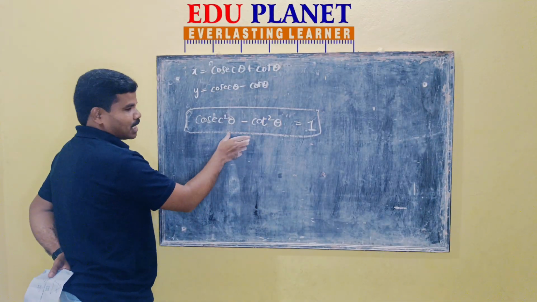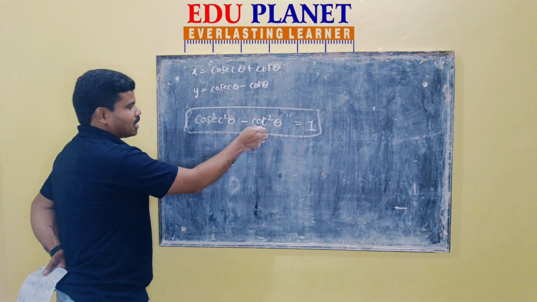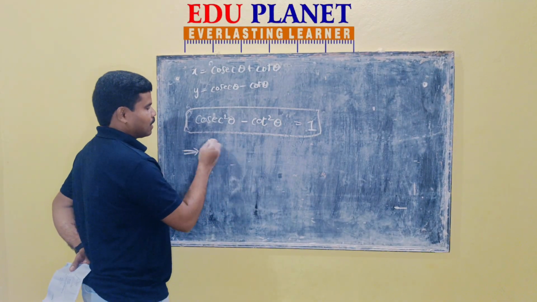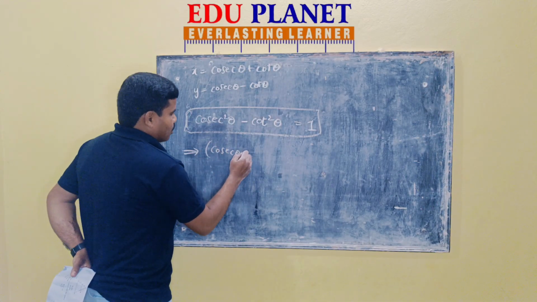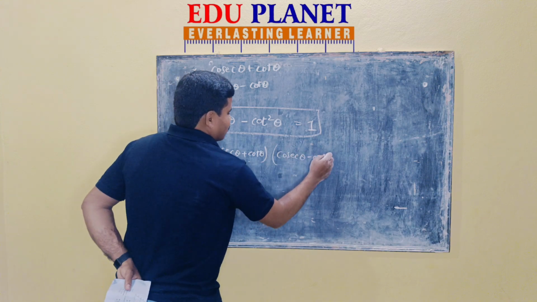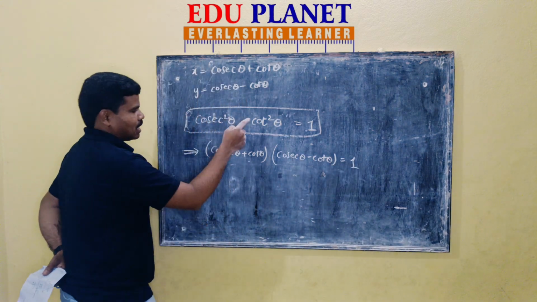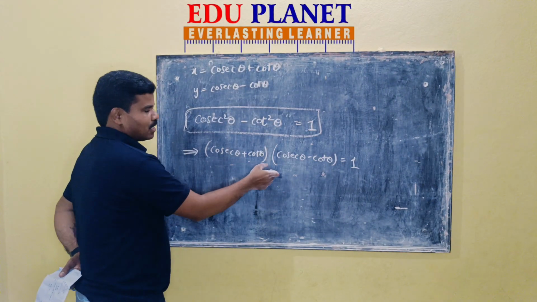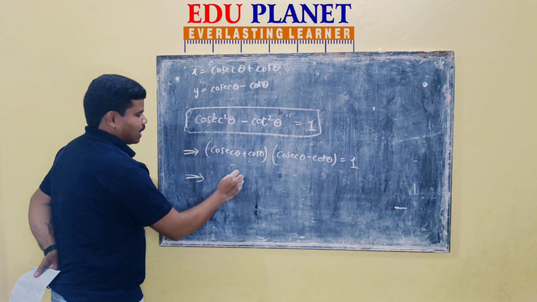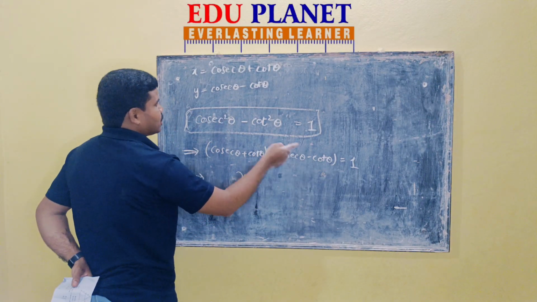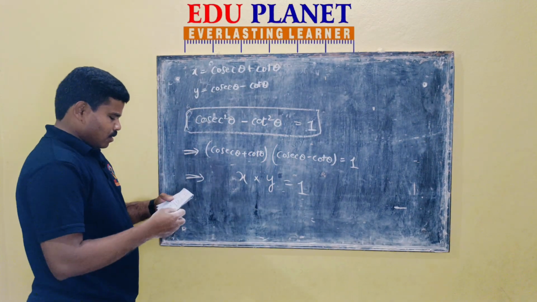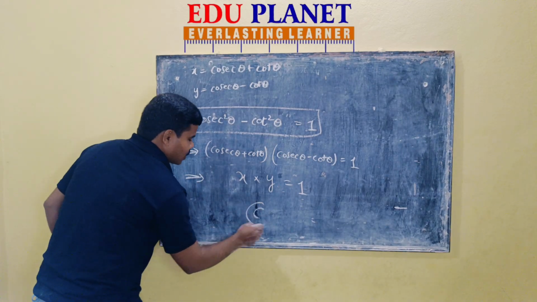LHS is resembling a square minus b square. Yes, a square minus b square we can expand as a plus b into a minus b. It means cosec theta plus cot theta, a plus b, into a minus b, cosec theta minus cot theta equals 1. But given that cosec theta plus cot theta equals x and cosec theta minus cot theta equals y, it means x into y equals 1. The correct option is option C.